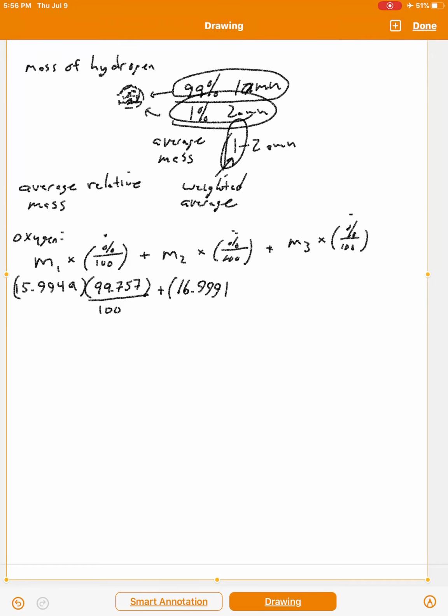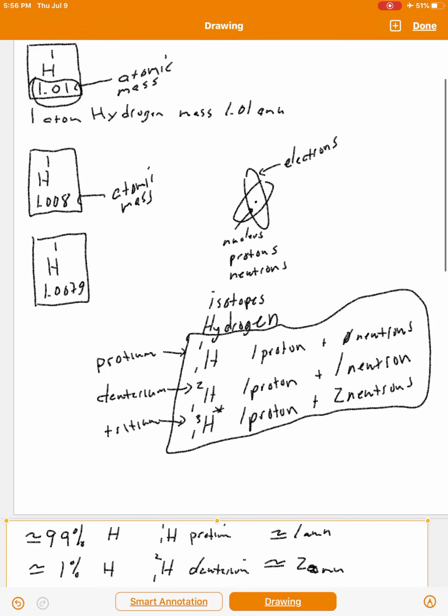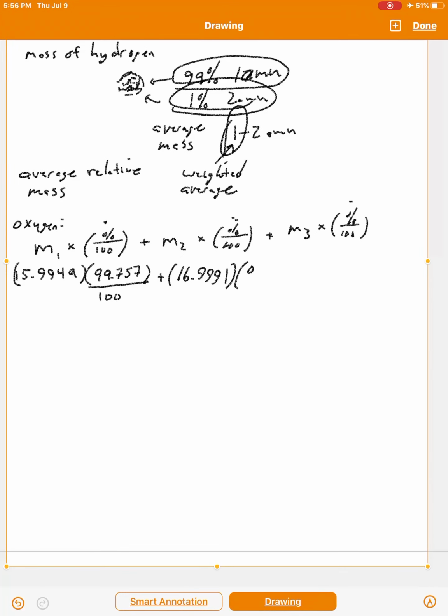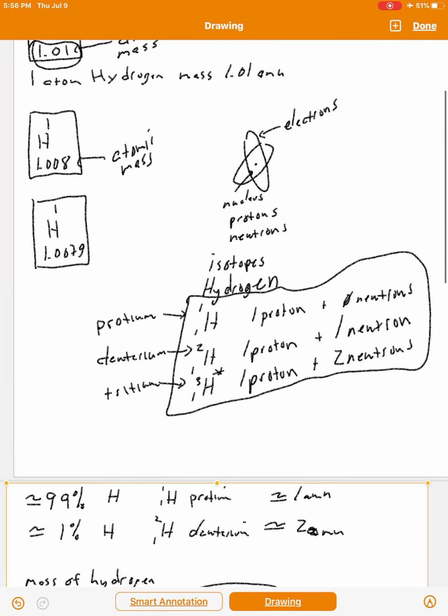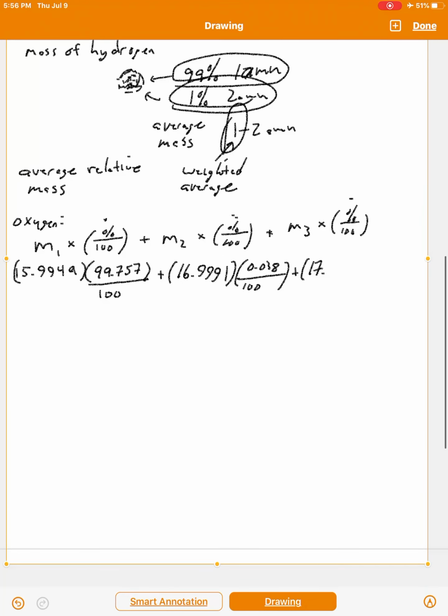I'm not putting the units in just to save space. The percentage is like 0.038%, very small percentage. Again, you divide that by 100. Okay. You add to that the third mass, which is 17.9992 times the percentage over 100. Okay?